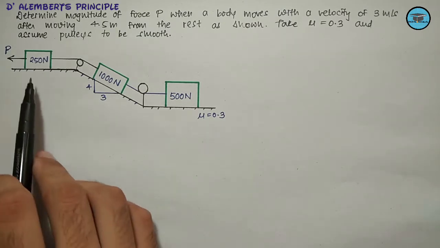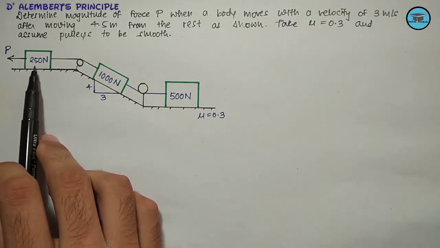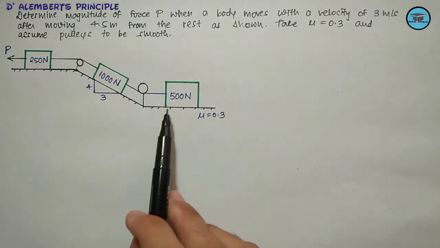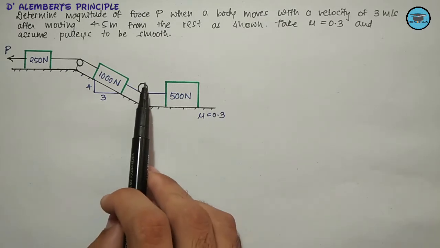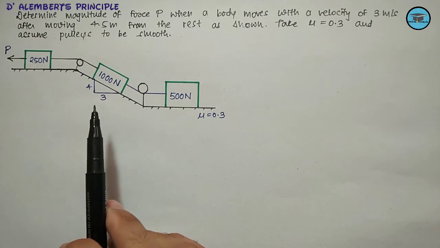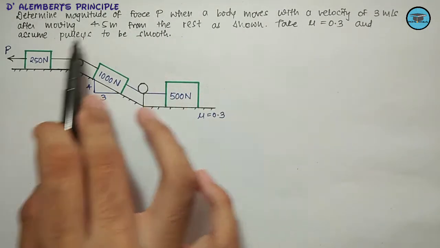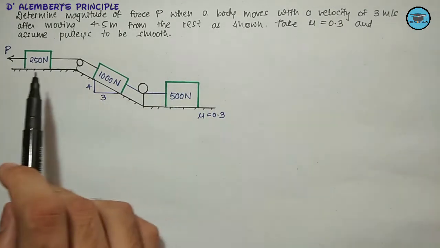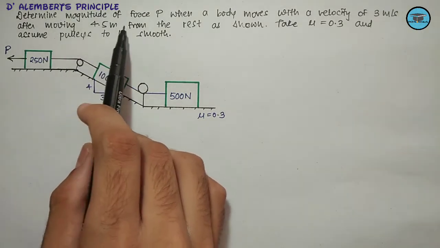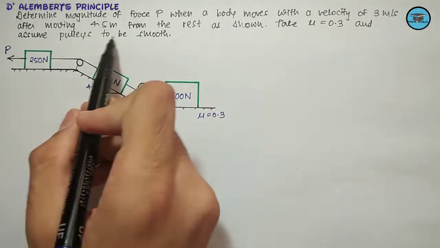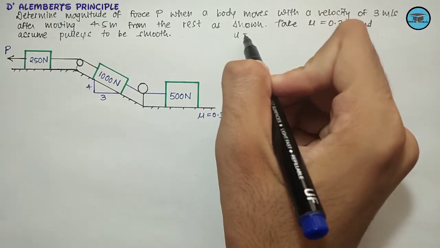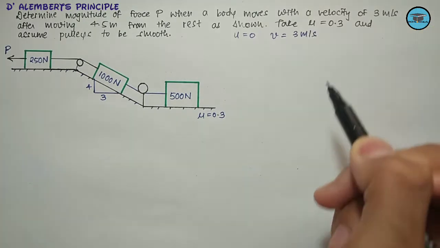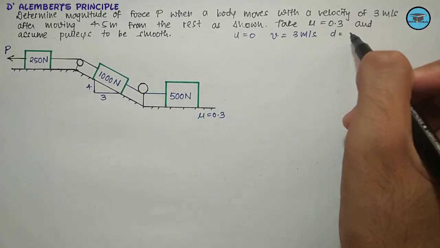The problem consists of three blocks having the weights 250 Newton, 1000 Newton and 500 Newton respectively. The coefficient of friction between the blocks and the surface is 0.3. We need to assume the pulleys to be smooth, and determine the force P when the system of these three blocks moves with a velocity of 3 meter per second after moving 4.5 meter from rest. From this data, the initial velocity is 0, the final velocity is 3 meter per second, and the distance is 4.5 meter.